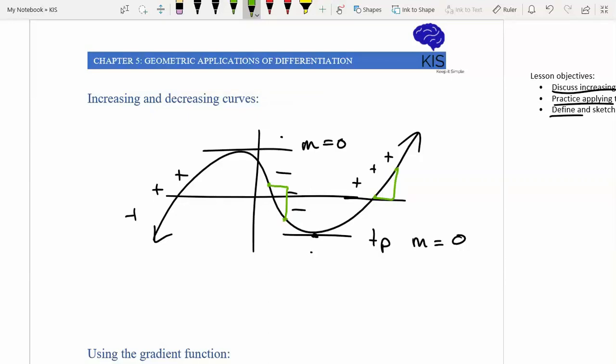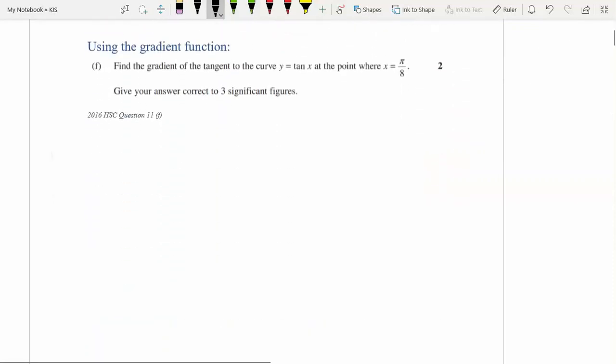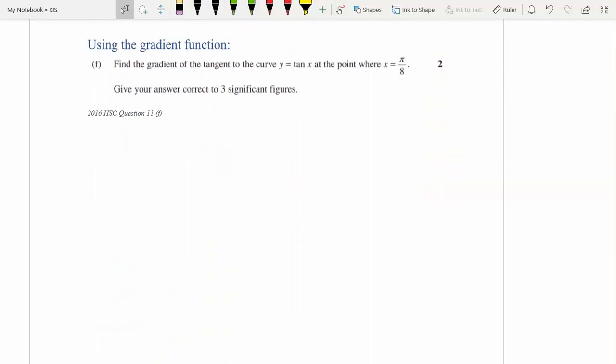So we can see if we look from left to right, that's what gives us the indication of whether it's increasing or decreasing. And just for reference, if a curve has a positive gradient, that means it's increasing. If it has a negative gradient, it means it's decreasing. So that's also relative to the direction that you're reading it. Always, if it's got a negative gradient, it's decreasing, positive gradient, it's increasing. Okay, so now that we've talked about increasing and decreasing curves, let's talk about using the gradient function just to make sure we've really nailed it.